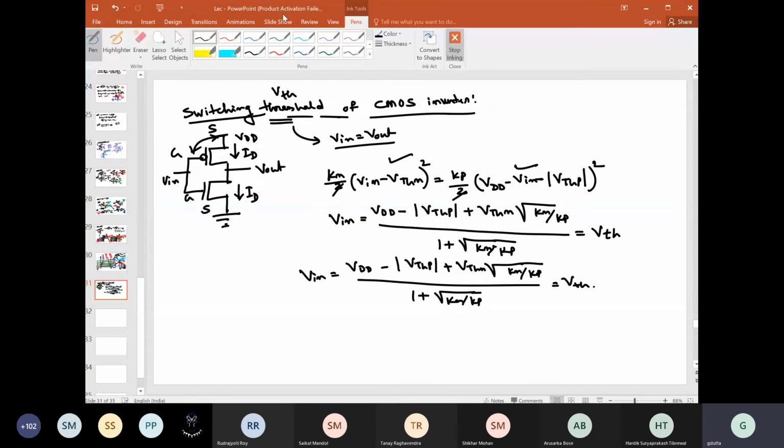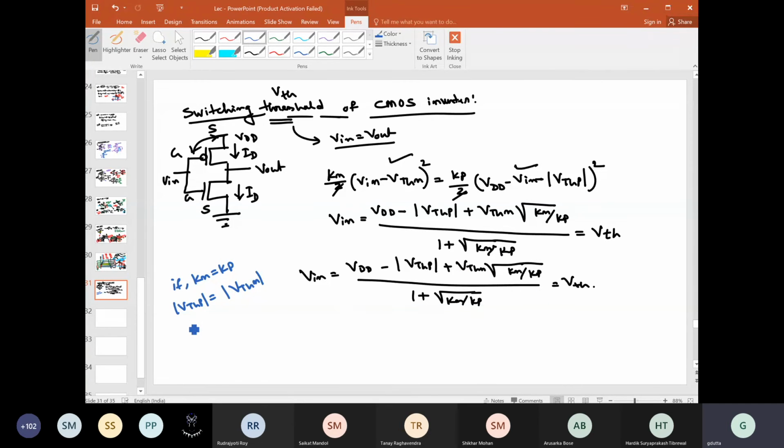Now here you see a couple of things. Suppose Kn equals Kp. You know what Kn is: it is mu n Cox W by L for this NMOS. What is Kp? Mu p Cox W by L of this PMOS, right? So if Kn equals Kp, these two will cancel out, and the magnitude of the threshold voltage of the PMOS is equal to the magnitude of the threshold voltage of this NMOS. These two are equal.